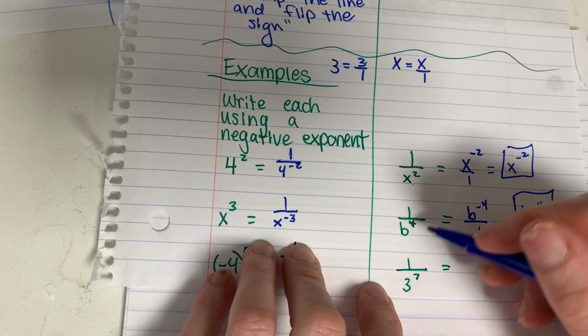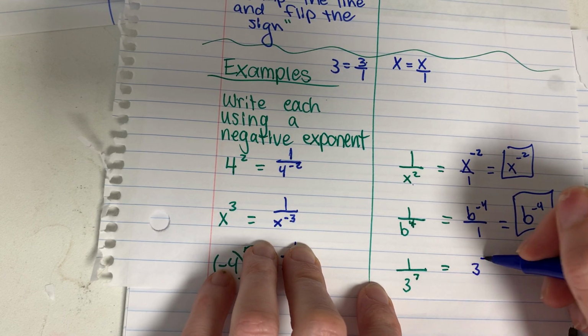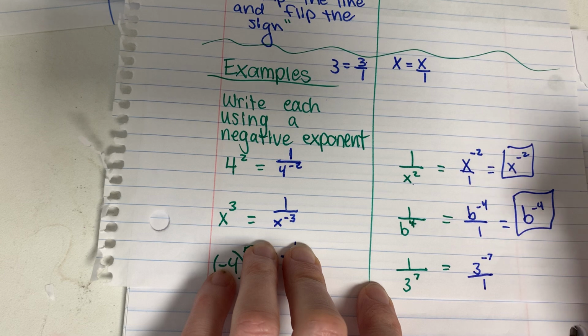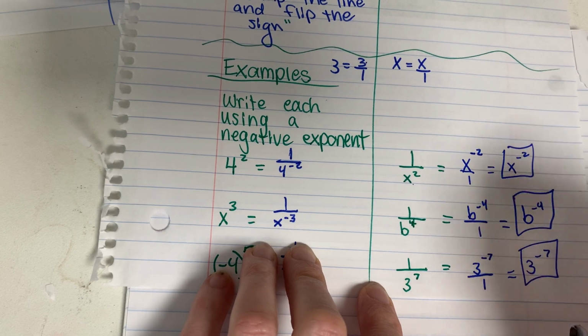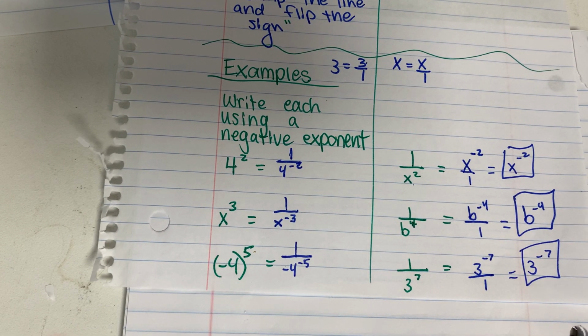Three to 7, we're going to jump the line and flip the sign of the exponent. Remember, there's always a number where when you cancel things or move things around, there's always that 1 there. Okay, so that's how you change all the positives to negatives.